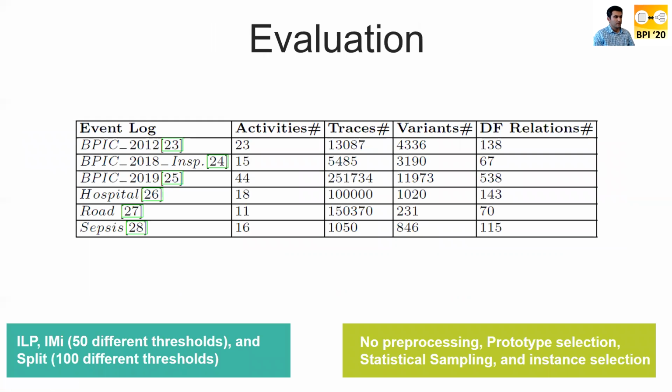To evaluate the proposed method, we use 6 real event logs that are publicly available. We use 3 process discovery algorithms, and for 2 of them, inductive miner and split miner, we use different settings. For pre-processing the event log, we use 4 different conditions: using the original event log without any pre-processing, using the proposed method, that is prototype selection, sampling the event log using a statistical sampling, and using instance selection methods, for example, selecting the most frequent variants.